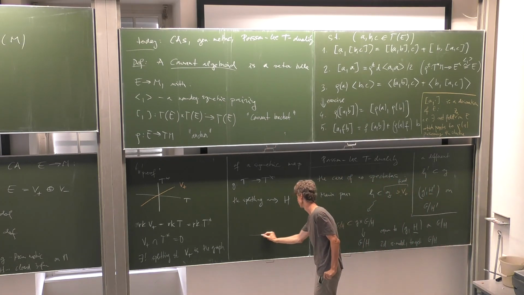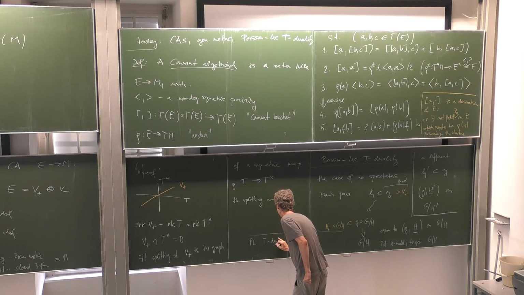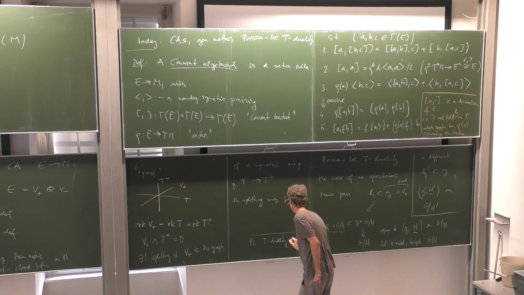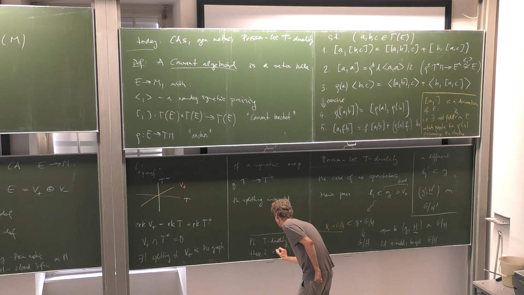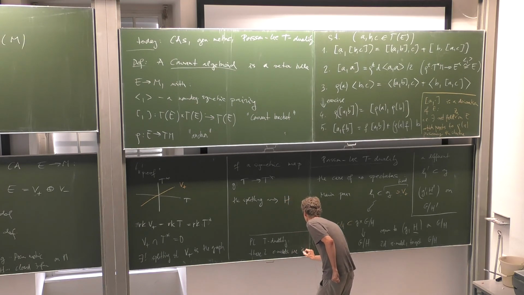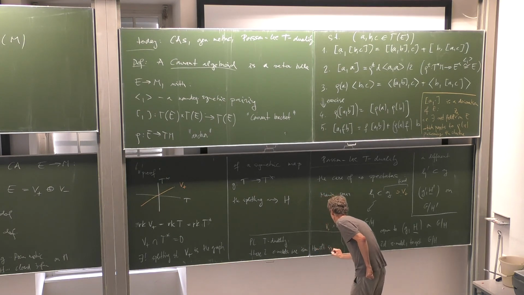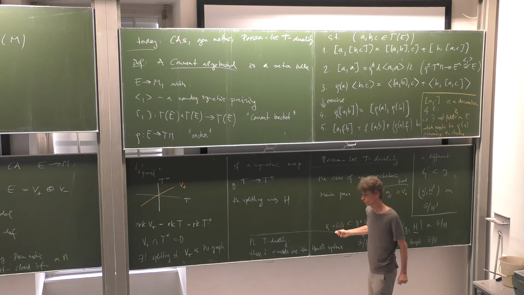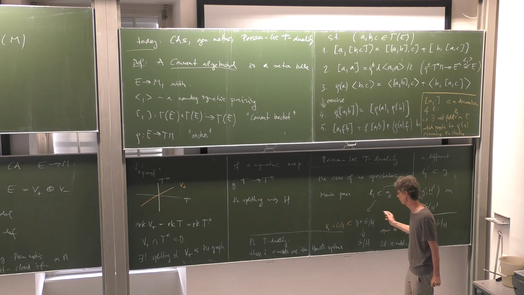So now the statement is, Poisson T-duality now says that these two sigma models are isomorphic Hamiltonian systems up to some finite stuff, which I will not write down right now.